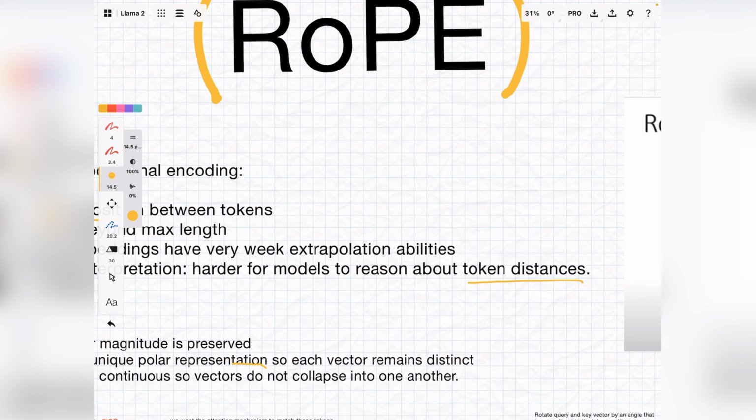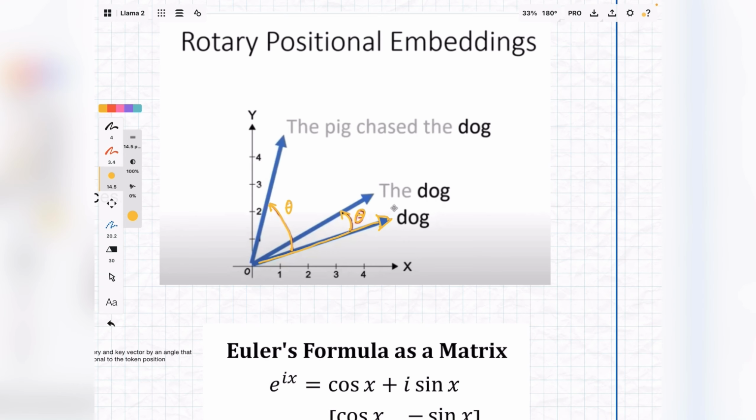So let's say you have two tokens: apple and banana. As long as token apple and token banana are 3 tokens apart, whether it's at position 3 and 6 or position 303 and 306, you'll always have the same attention score for those two. So Euclidean space is actually not very good for us right now.